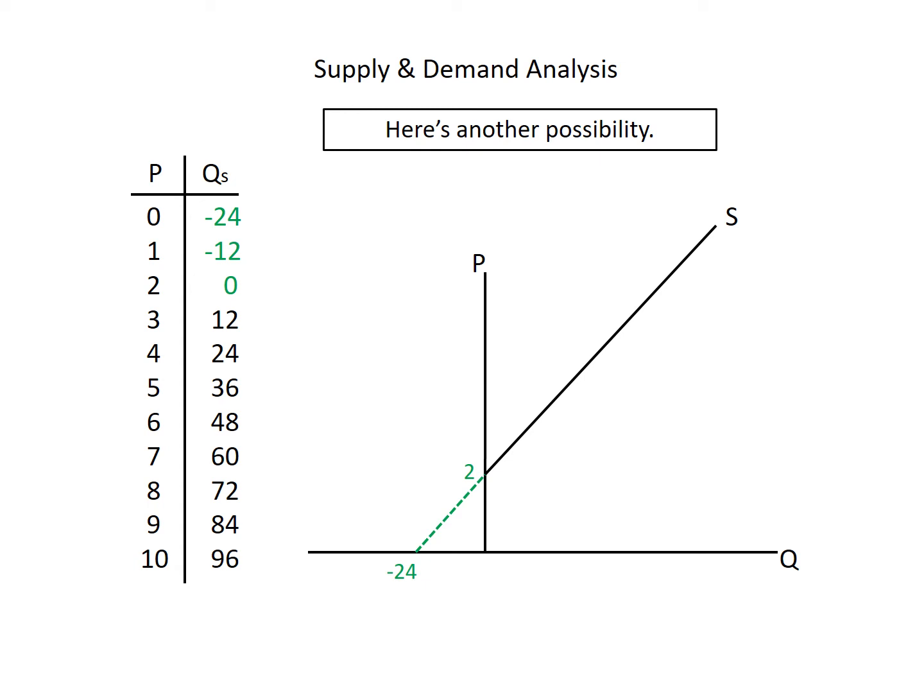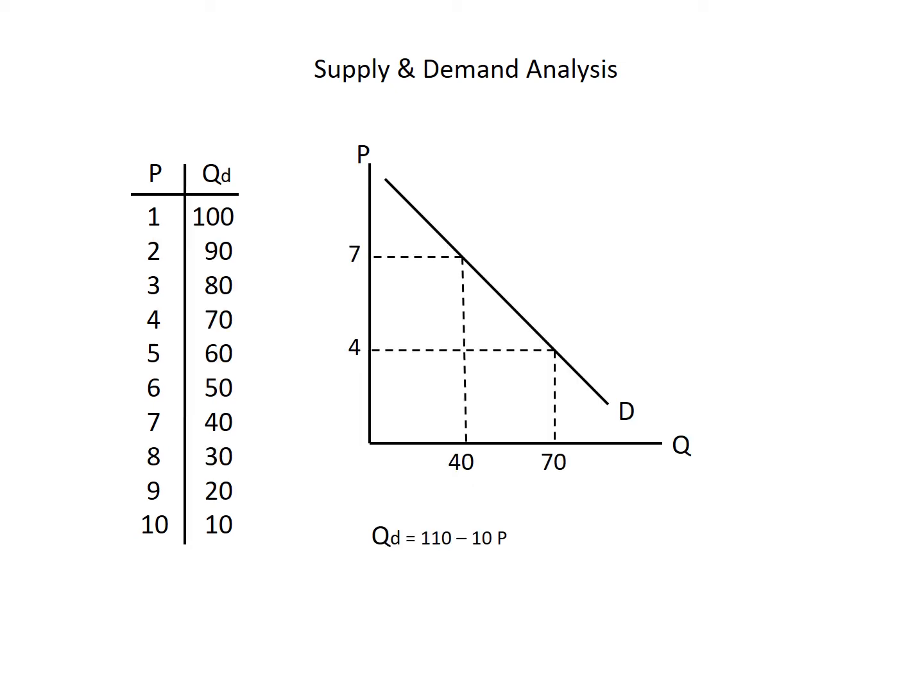What does it mean that at a price of 0, quantity supplied will be minus 24? What's the meaning of a negative quantity supplied? In real life, it has no meaning. This is just a mathematical construct we must create so we can solve supply and demand problems with equations. But talking about mathematical constructs, let's go back for just a second and revisit the demand relationship we discussed a few minutes ago.